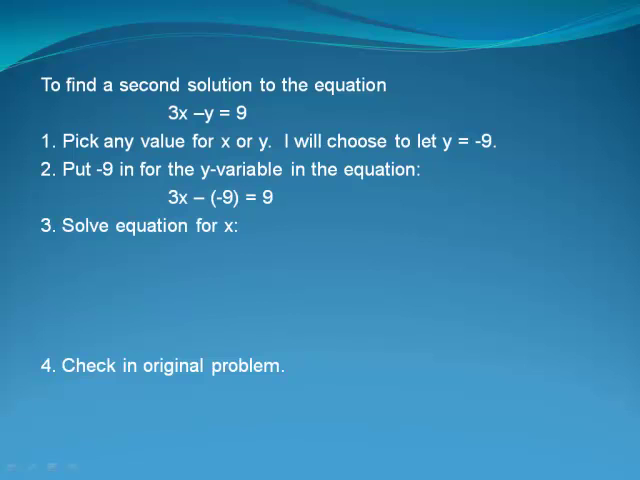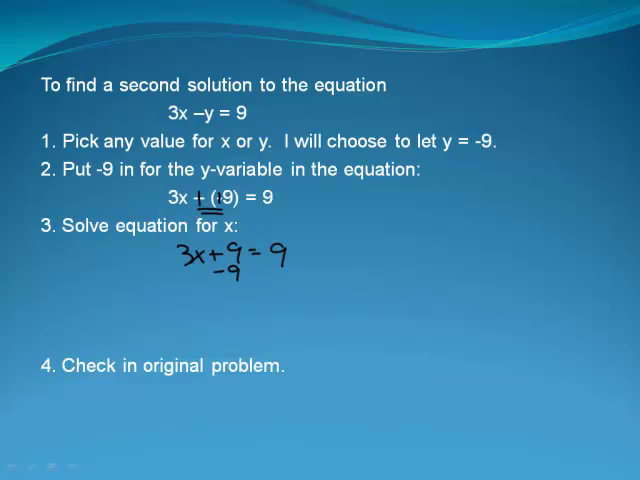Okay, to find a second solution to the equation 3x minus y equals 9, I have to pick another value. So this time I'm going to let y be equal to negative 9. If we put negative 9 in for the y variable of the equation, we get 3x minus negative 9 equals 9. So now solve for x. Notice here we have a double negative. Minus a negative is the same as adding a positive. So we've got 3x plus 9 is equal to 9.